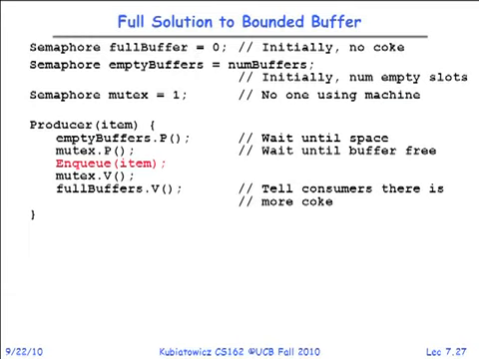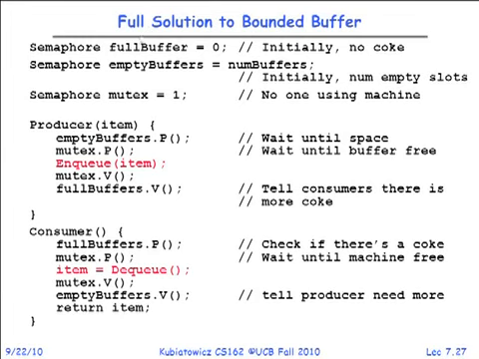Now, of course, the consumer is the flip side. The consumer says fullBuffers.P. So this is the student. They say, well, if this is 0, I'm going to go to sleep on the floor because I don't have any Coke and can't work anymore. Assuming that fullBuffers.P has been successfully executed, then I know that there is a Coke can there. At that point, I get the critical section where I dequeue an item of Coke. Then I increment the empty buffers because I've taken a Coke can out, and I return the item.